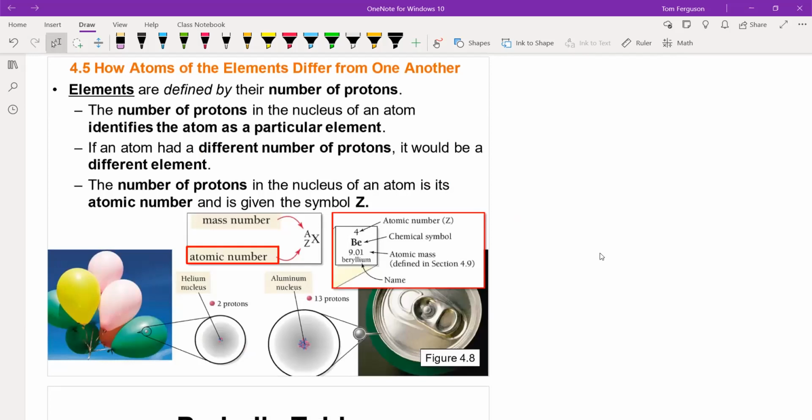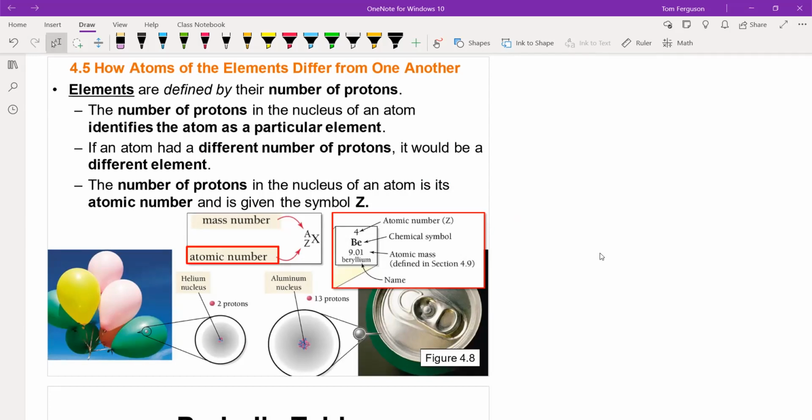Okay, now this is something critical. The name of the element is determined by protons, no exceptions. So if the number of protons change, the element changes. And that's not true for electrons or neutrons, only protons. So if protons change number, it's no longer that element.